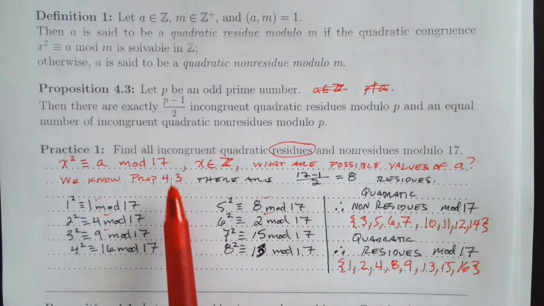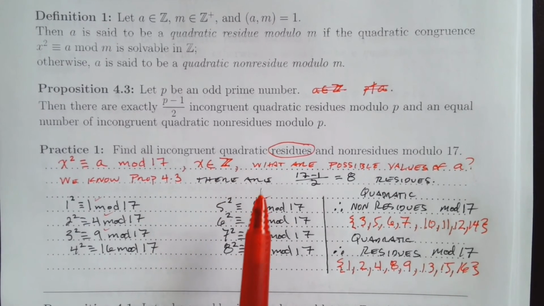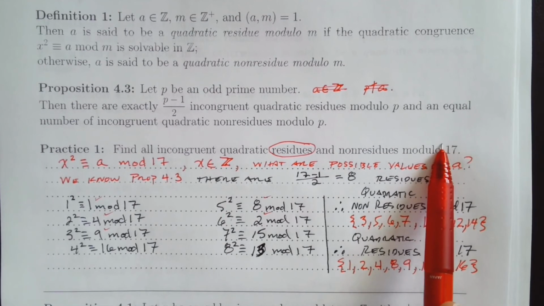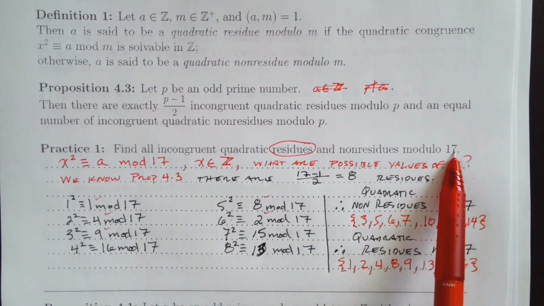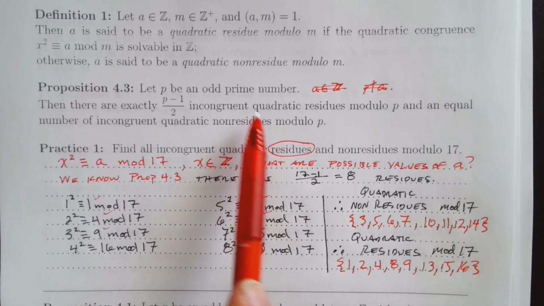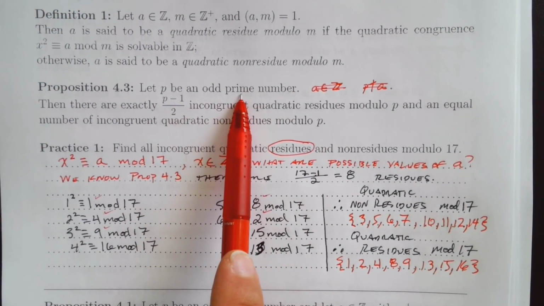That is how we can find these incongruent quadratic residues and non-residues modulo p, where p is a prime number. It is very important that we understand this proposition requires p to be an odd prime number.